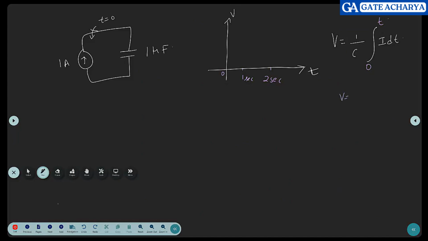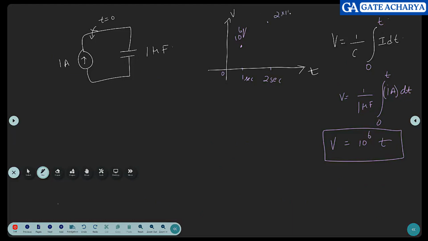So if you say V equal to 1 by 1 microfarad, you know micro means 10 power minus 6, you know how to handle it. 0 to t, 1 amp, it's again a constant, it comes out, dt. So it will eventually become 10 power 6 times the integral from 0 to t of dt, which is t. So this is the equation you have got. When you say t equal to 1, how many volts will it be? 10 power 6 volts. And 2 means it will be 2 times 10 power 6.